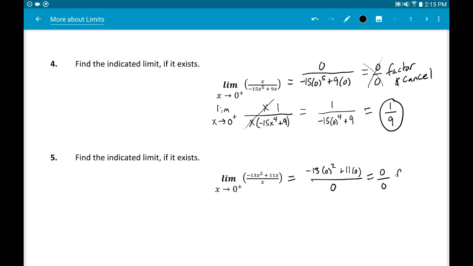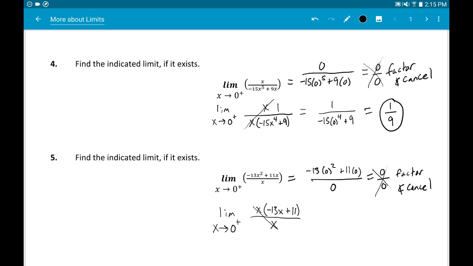So again, that tells us to factor and cancel. Again, that's not a valid solution. Okay, so this time we can factor an x out on top. That'll leave us negative 13x plus 11. Still have that x on the bottom. So the x's can cancel again.